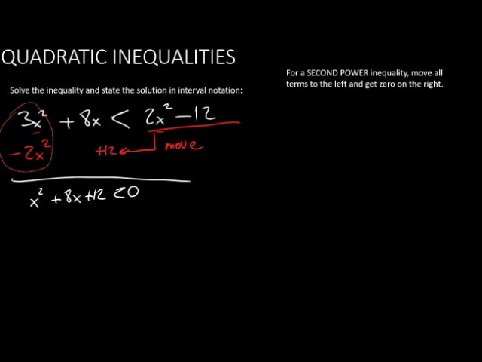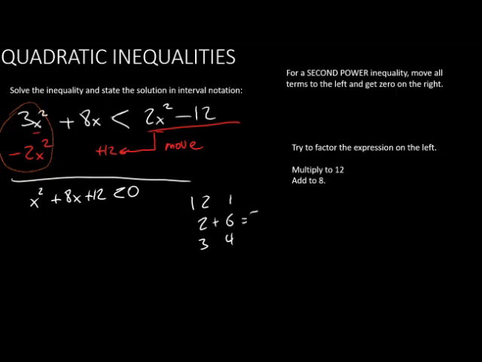Now we can try to factor that quadratic expression, x squared plus 8x plus 12. We're trying to get two numbers that multiply to 12 but add to 8. Let's think of numbers that could multiply to 12. We could have 12 and 1, we could have 2 and 6, or we could have 3 and 4. However, the one that adds up to make 8 would be the 2 plus 6. This means we'll break our expression into two parentheses and we'll have x plus 2 and x plus 6. And then we'll say this is less than 0.